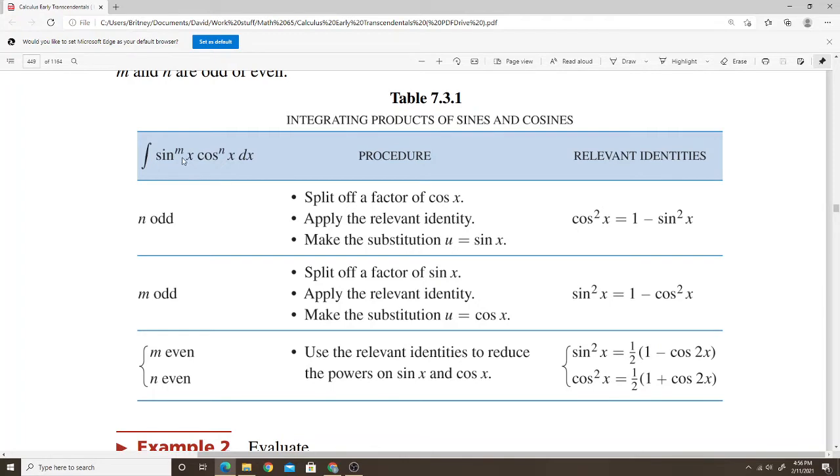Now, what if both of your exponents are even? So if m and n are both even, what do you do? Well, with that, you have to use these power-reducing identities like what I showed you a second ago. So you just have to use these identities to reduce the powers on these things. So let me take you through a few examples of this.